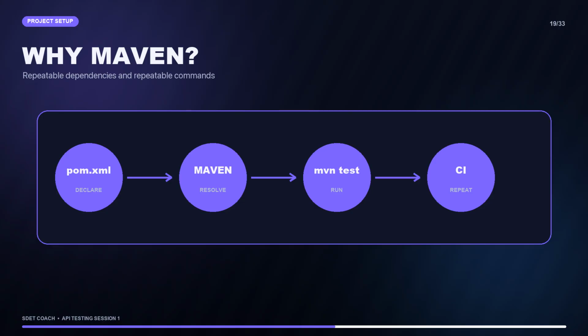After you add dependencies, allow IntelliJ to reload the Maven project. You should see the libraries appear in the project view, and the imports in your test file should resolve. From a terminal, mvn test is the key command. It compiles test sources and asks the configured test framework to run them. Later, the same command can live in a continuous integration pipeline.